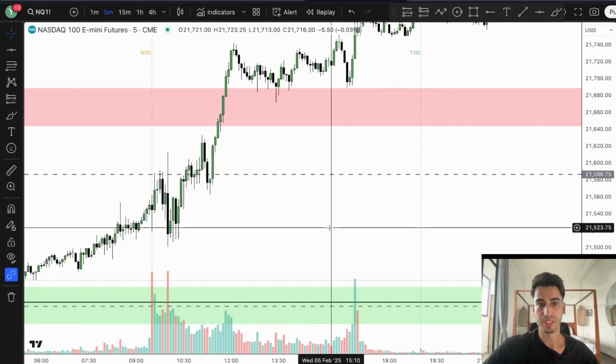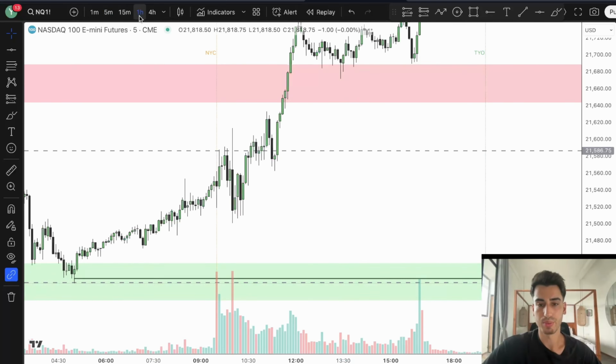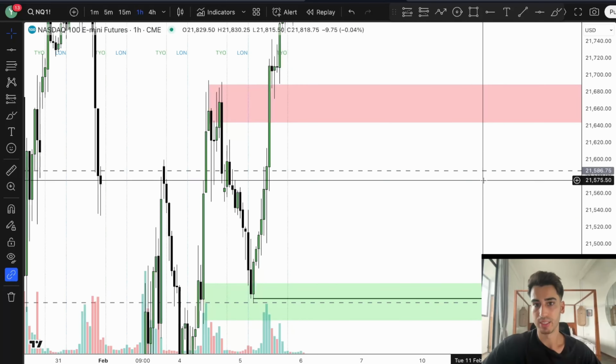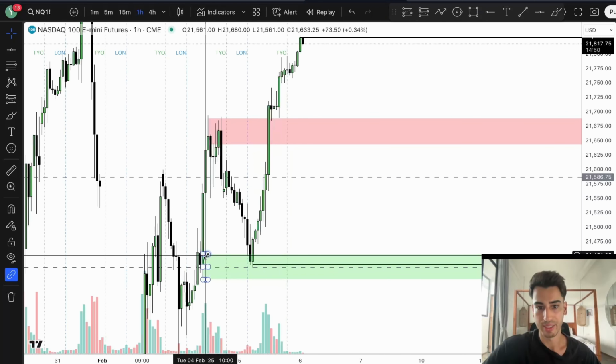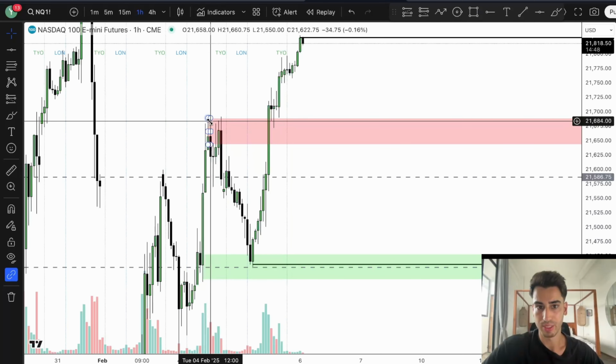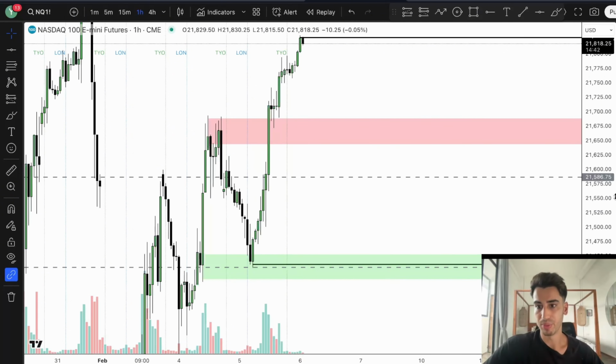So now this is kind of an example of what your chart would look like after you've marked your levels. So we'll just go into the hourly, for example, and see here, this would have been how it would look like in our session yesterday. We would have had a demand zone here, a supply zone here. We would have had our pre-market highs and lows, and we would have been focused on our pivot points.